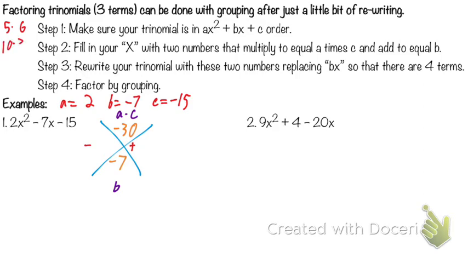What are some other factors of 30? 10 and 3. Would those subtract to get 7? Yeah, they would. They're 7 apart. Now, where would I put the 10? The negative or the positive? Whoa, wait, Mason, you changed your mind. You said positive and then you said negative. Why did you change your mind? You don't know? Okay.